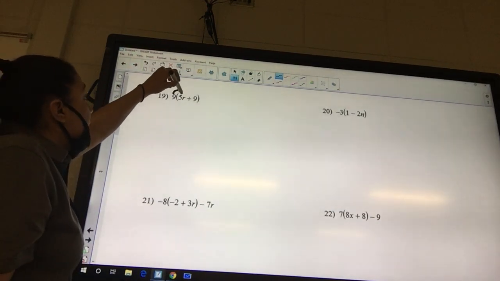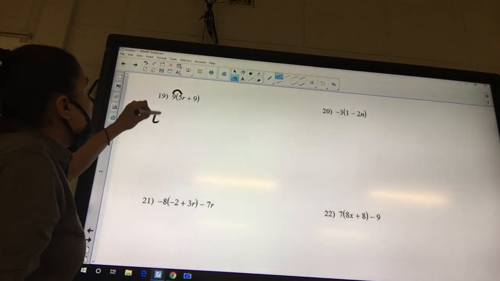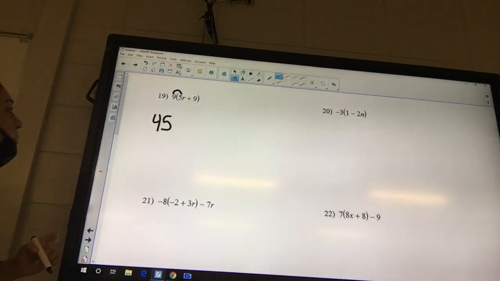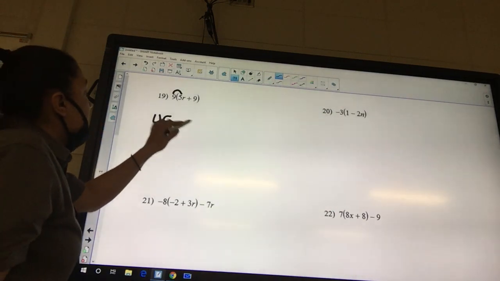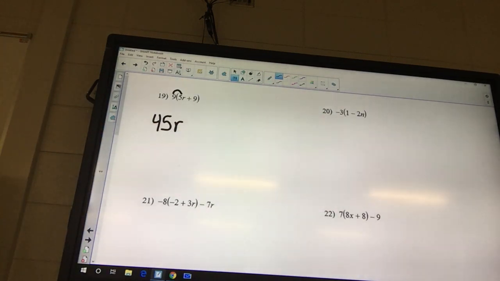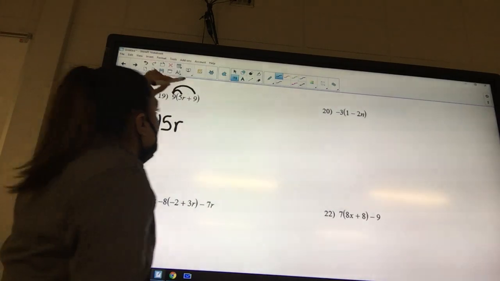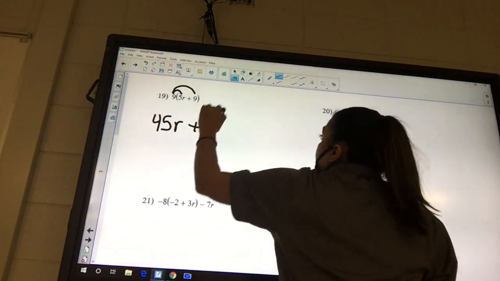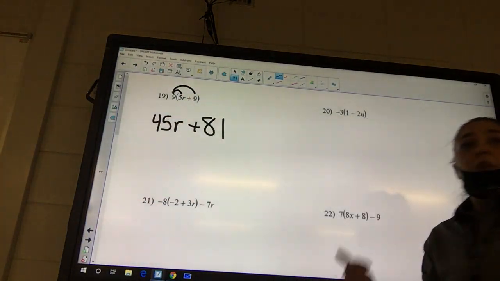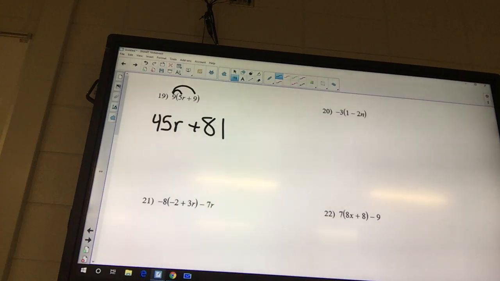9 times 5, 45. And how many r's are between the two of those? 1. So you're going to just have r, and you can put it to the 1 power if it makes you feel all warm and cuddly inside, but you don't have to. Okay, 9 times 9, 81. So plus 81.